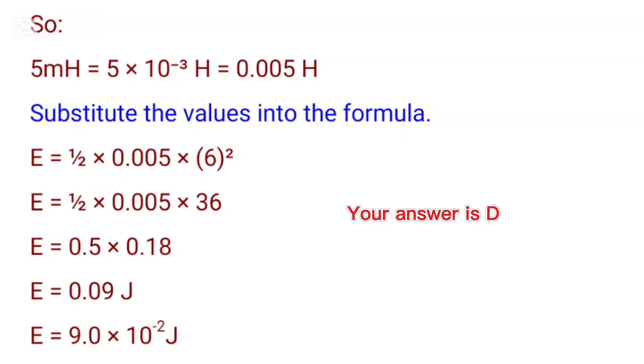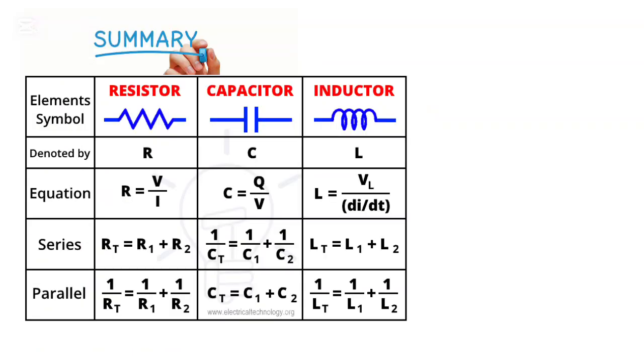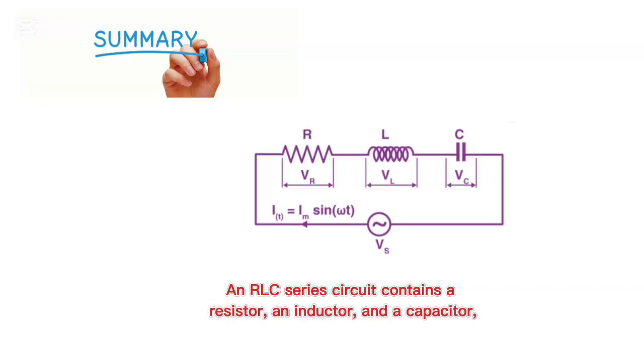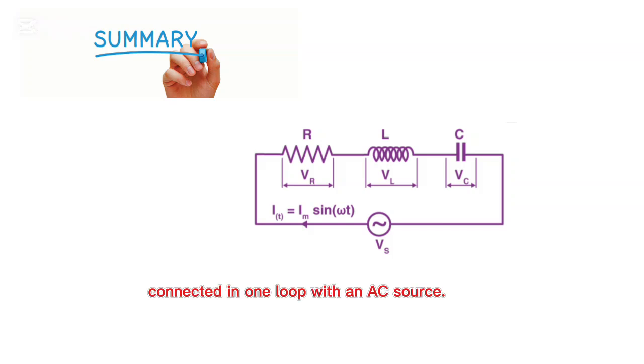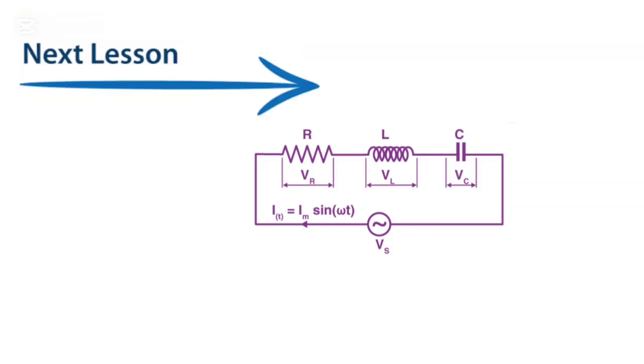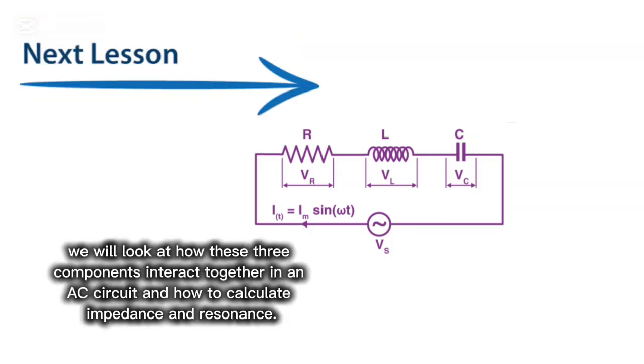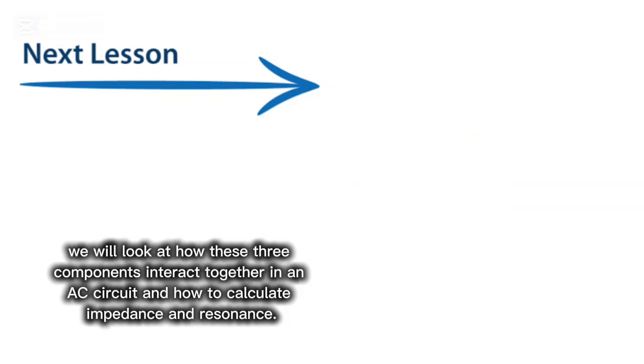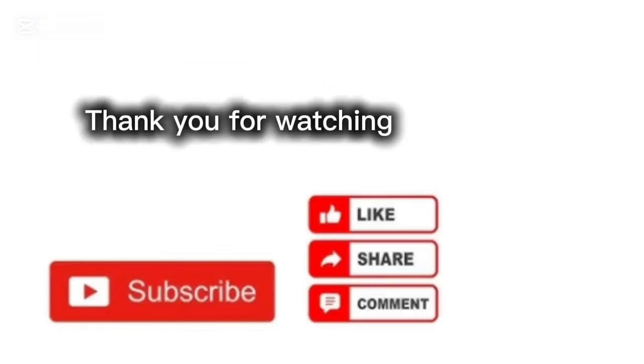Your answer is D. In summary, an RLC series circuit contains a resistor, an inductor, and a capacitor connected in one loop with an AC source. Each component affects the flow of current differently. In the next lesson, we will look at how these three components interact together in an AC circuit and how to calculate impedance and resonance.